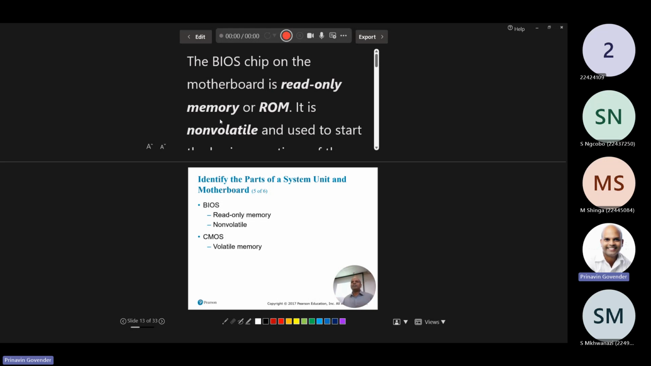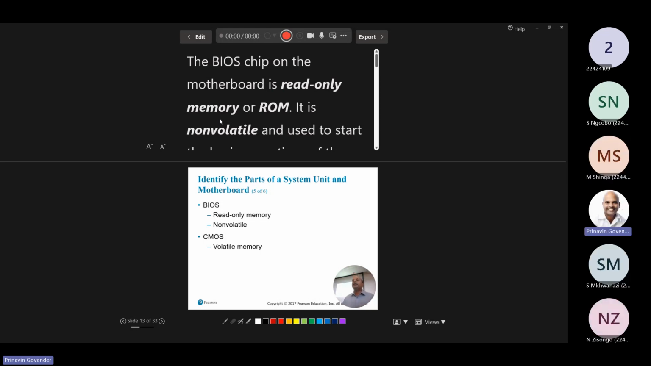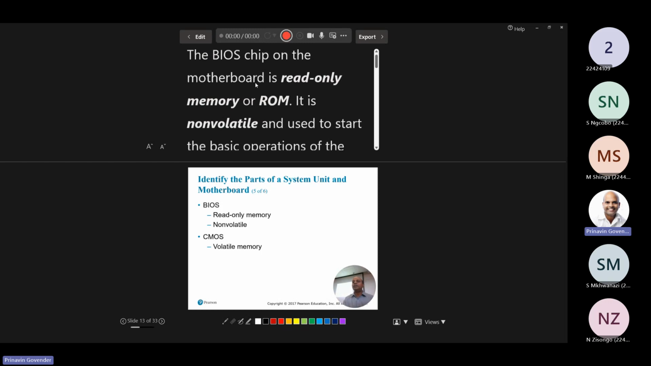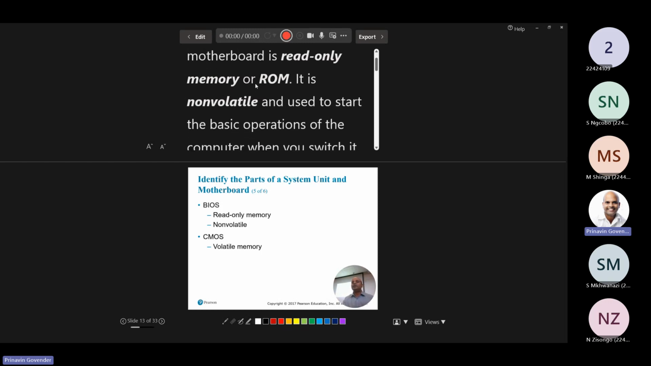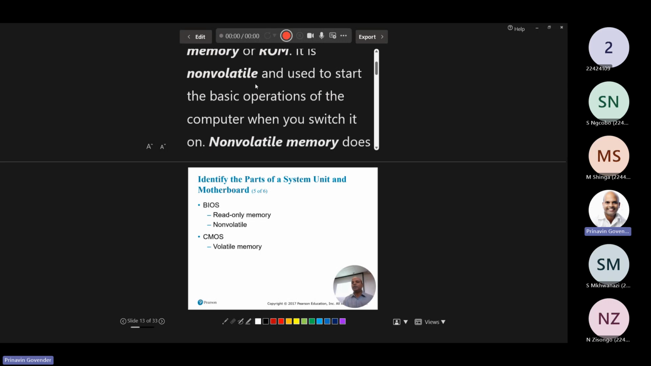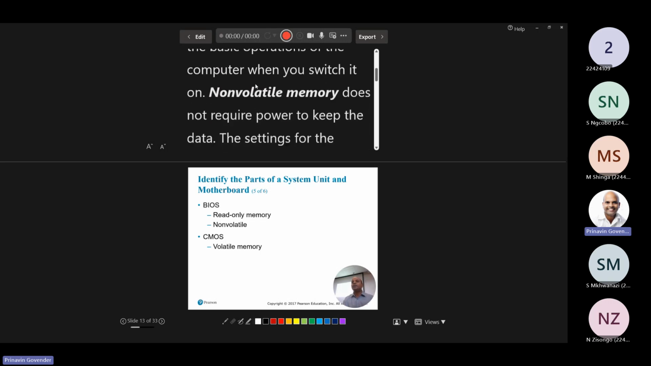So BIOS is a read-only chip. Remember I spoke about ROM, read-only memory? So the BIOS will have the information about the computer. What's the speed, what's its memory, all of that, right? And when I say it's non-volatile, it's used to start the basic operations of the computer when you switch it on. Non-volatile memory does not require power to keep the data.